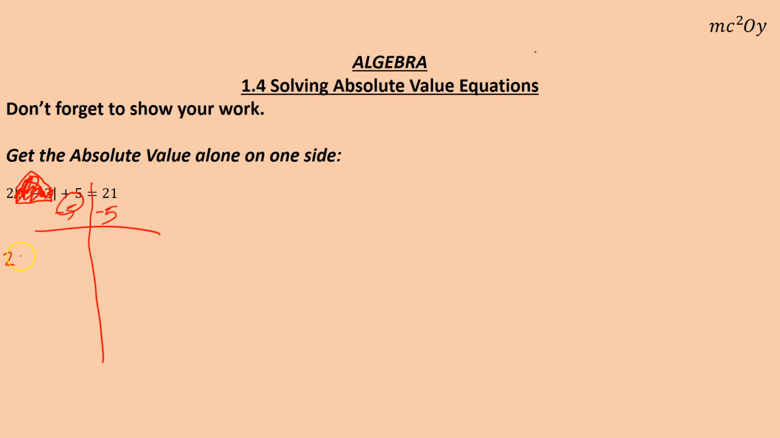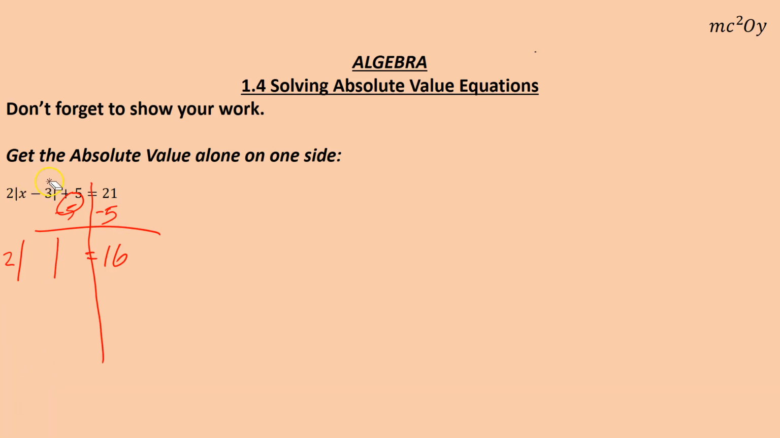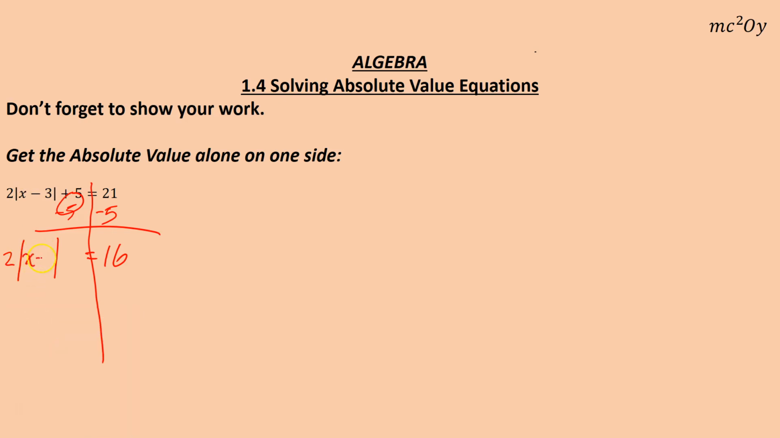We end up with 2 times our absolute value is equal to 16. And remember, inside that absolute value that I've kind of hidden there is x minus 3. But you have 2 of those, 2 of those absolute values of x minus 3. And so they're multiplying, so to get rid of that 2, we're going to divide by 2 on both sides. So we get the absolute value of x minus 3 is equal to 8.